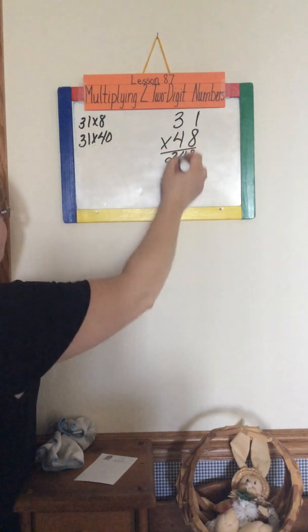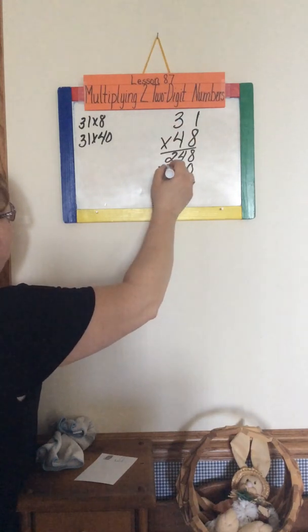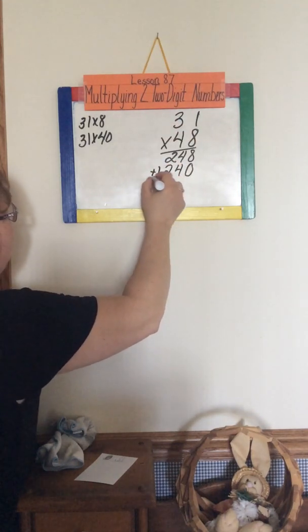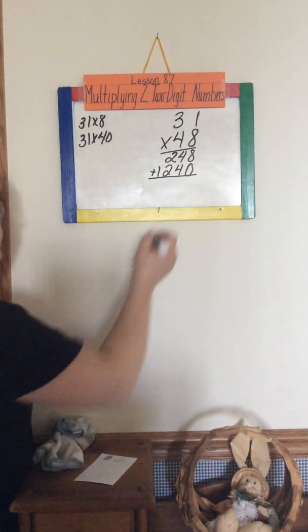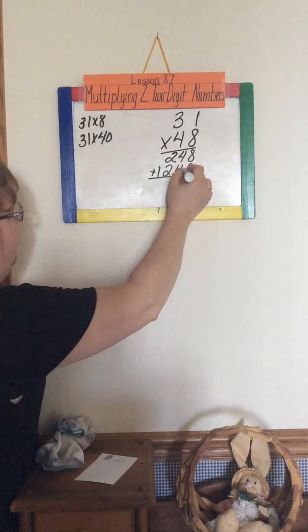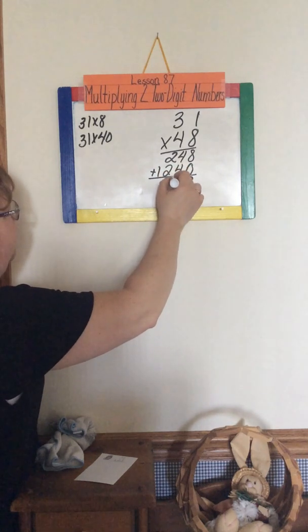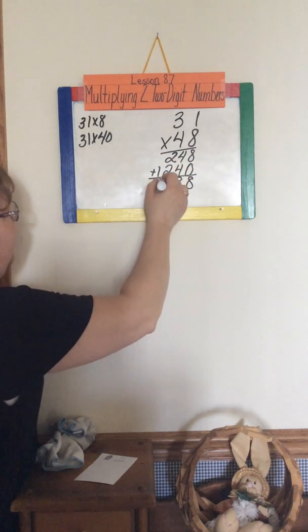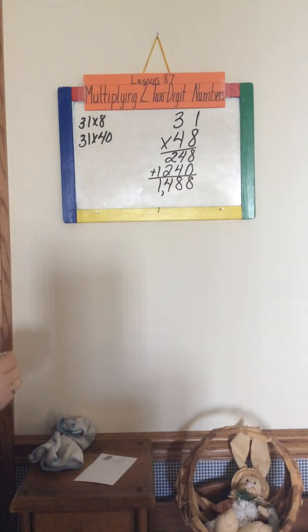So 4 times 1 then is 4. 4 times 3 is 12. And then we have an addition problem. So we always multiply first twice, and then we add. 8 plus 0 is 8. 4 plus 4 is 8. 2 plus 2 is 4. And 1 plus nothing is 1, for an answer of 1,488.